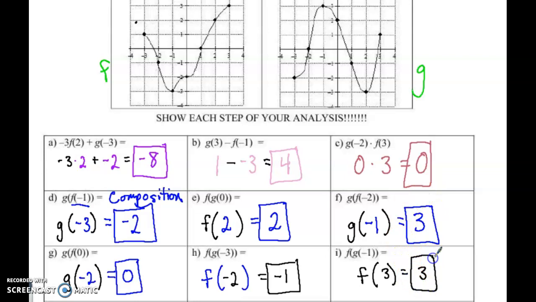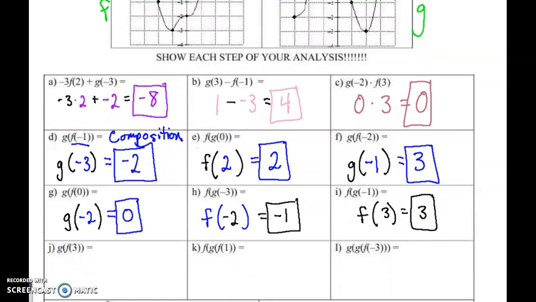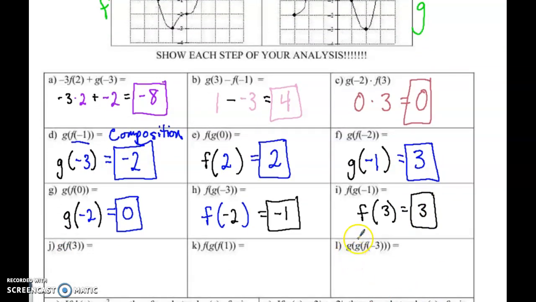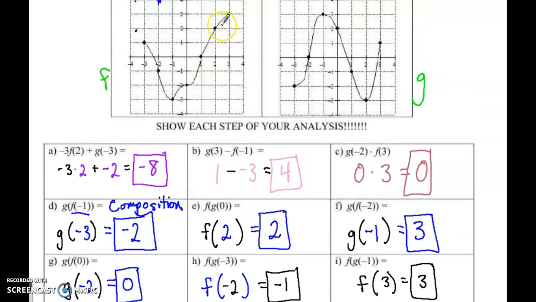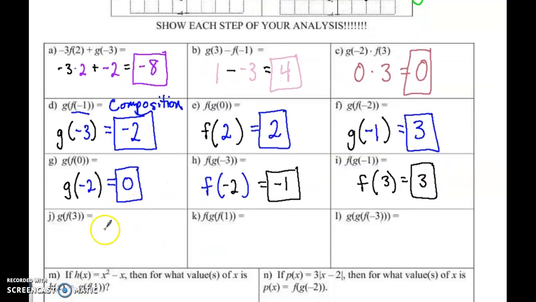I think I get to it in the next 3 problems: you can do g of g of g. You can do the composition function as many times as you want. You can do f of g of f. You can do g of f of g. You can use the same function over and over again. So don't be scared by that. So f of 3 is 3, and then g of 3 is 1. So trying to save some time here.